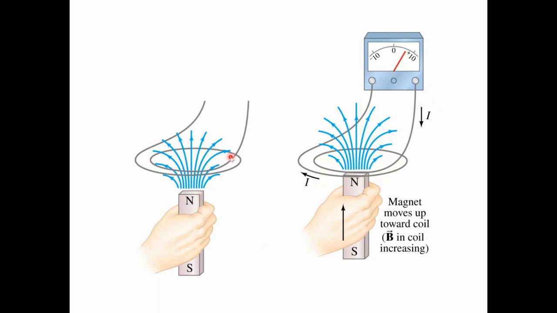We have this loop of wire, so the area is not going to change. You move the magnet closer, that increases the strength of the magnetic field on the inside of the loop. Nature doesn't like that. It tries to oppose that change in the flux. It tries to do that by creating a magnetic field inside the loop that points downward, to negate this increase in the magnetic field.